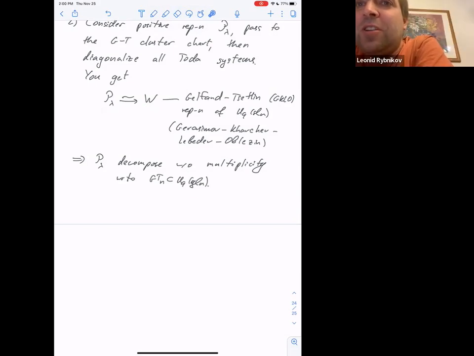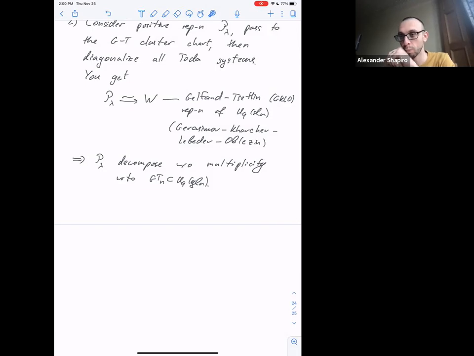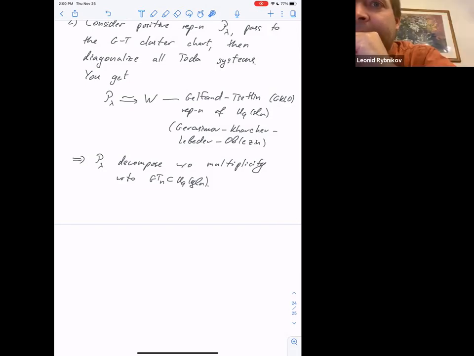Maybe one more question. So Gerasimov, Kharshov, Lebedev, and Oblomkov have some explicit formulas for the action of Chevalley generators of the quantum groups, and are they seen from this cluster construction?